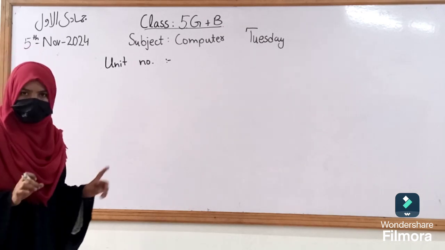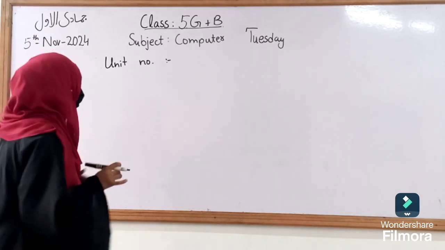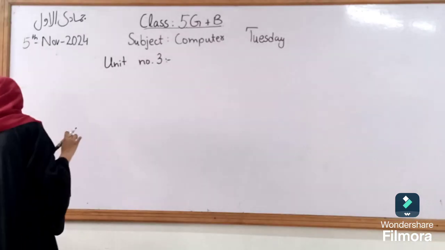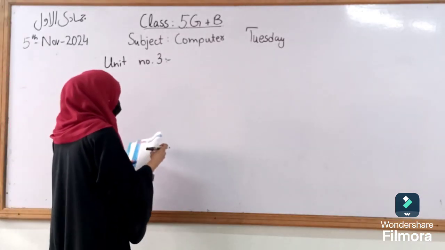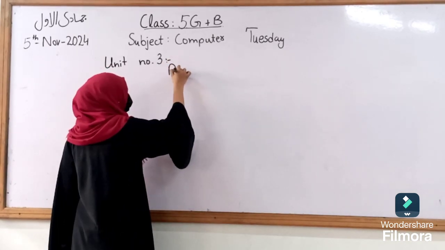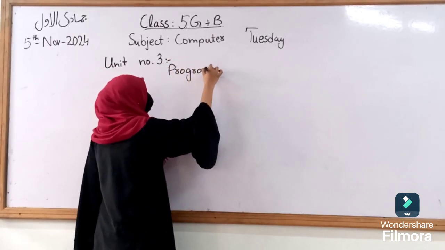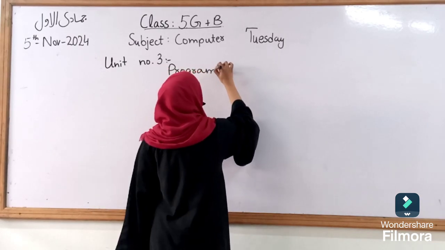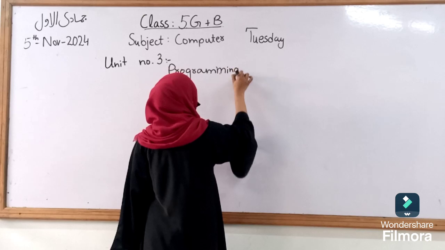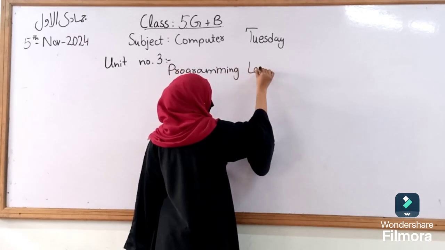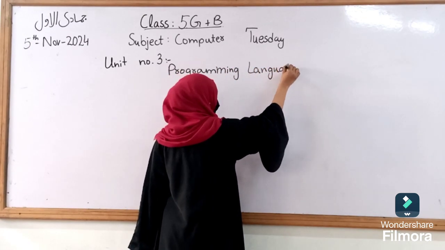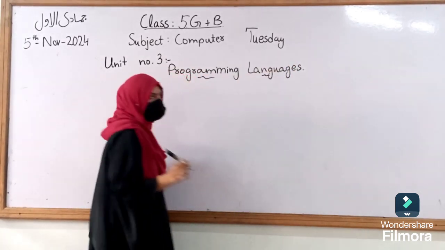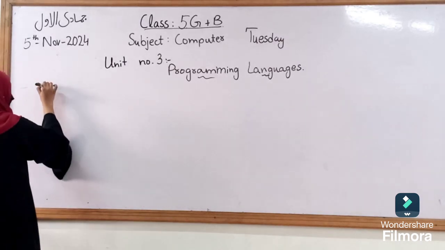Listen to the lesson very carefully, okay, and each and every point very carefully. So we were learning chapter number 3, whose name is more about programming languages. I can simply write programming languages. So this is our chapter name, and in the last lesson we talked about what is algorithm.